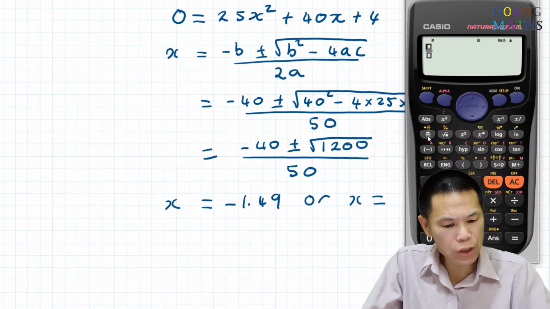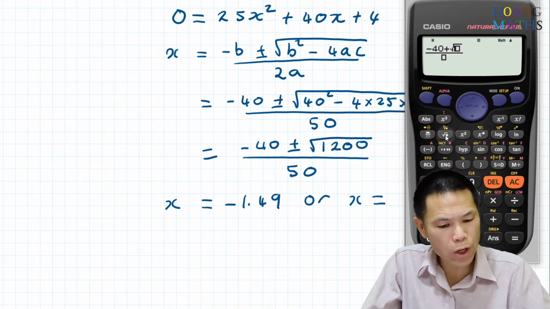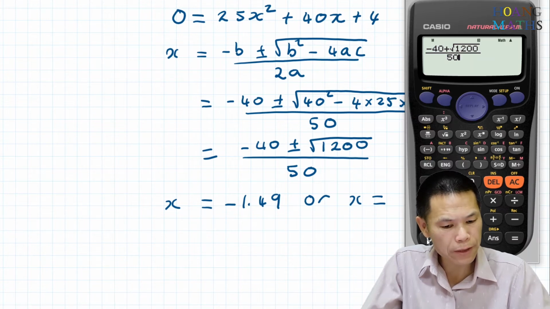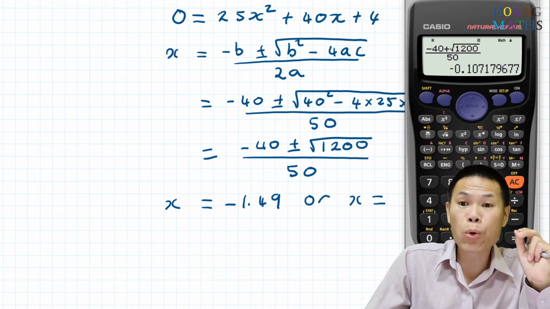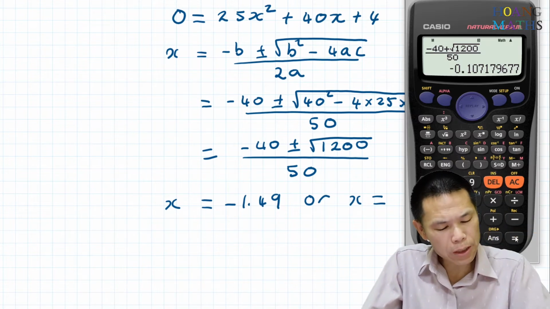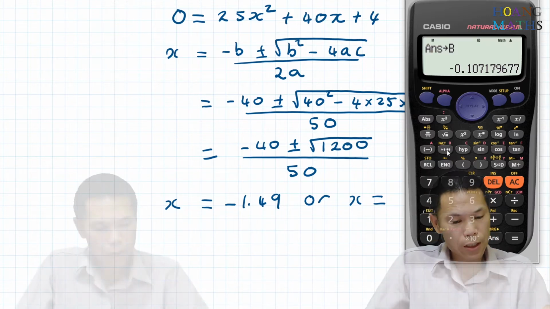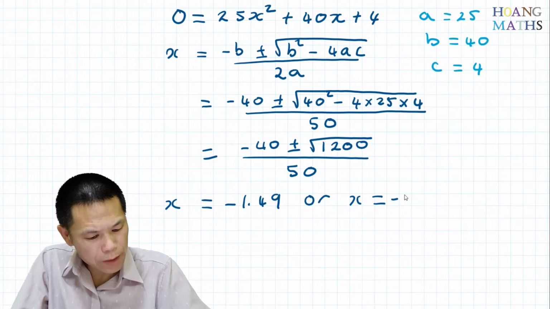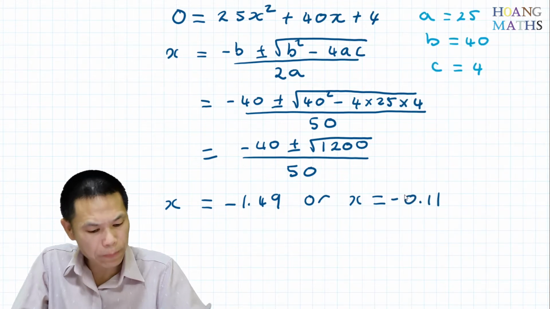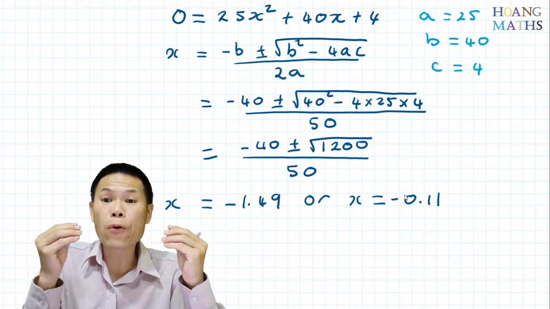So I just go fractions, negative 40, and I go plus square root of 1,200 and divide by 50. So there you go. So negative 1.1, okay? So let me go shift, store into B first. So the answer is negative 0.11. So now we need to solve for the y value.